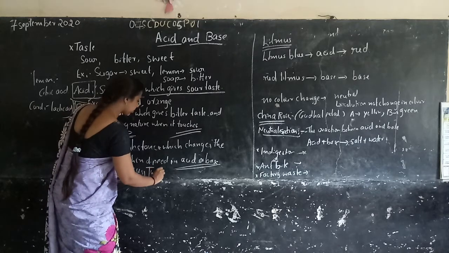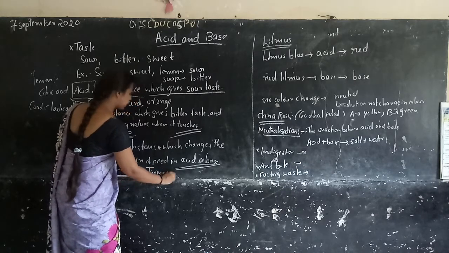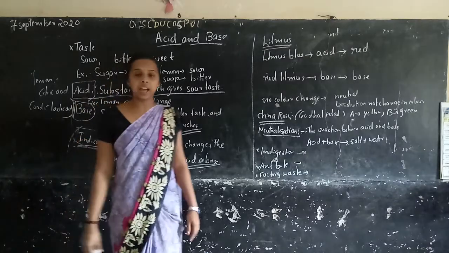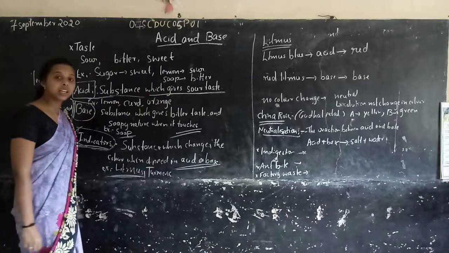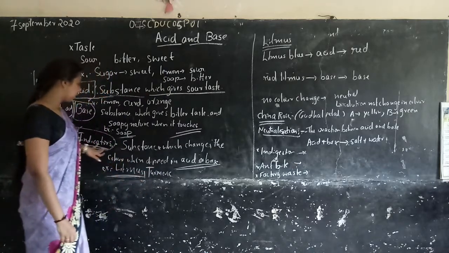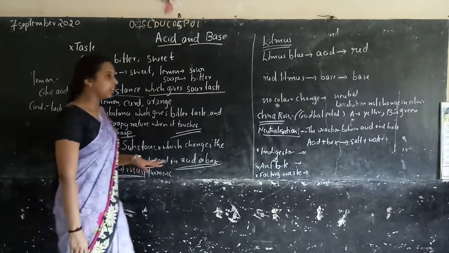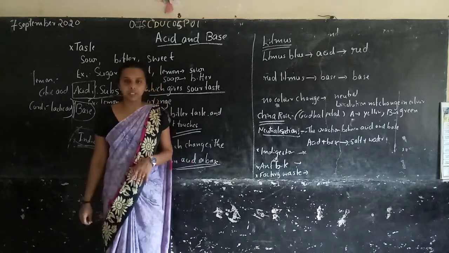If I take another one, have you known turmeric? What is the color of turmeric, students? Yes, turmeric has a yellow color. So it also acts as an indicator. If I give you an activity, I will tell you.